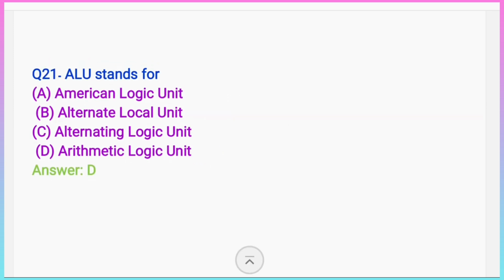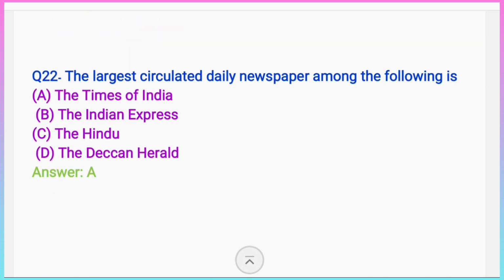Question number 21, ALU stands for arithmetic logic unit. Option D is the correct answer for this question. Question number 22, the largest circulated daily newspaper among the following is option A, that is the Times of India.